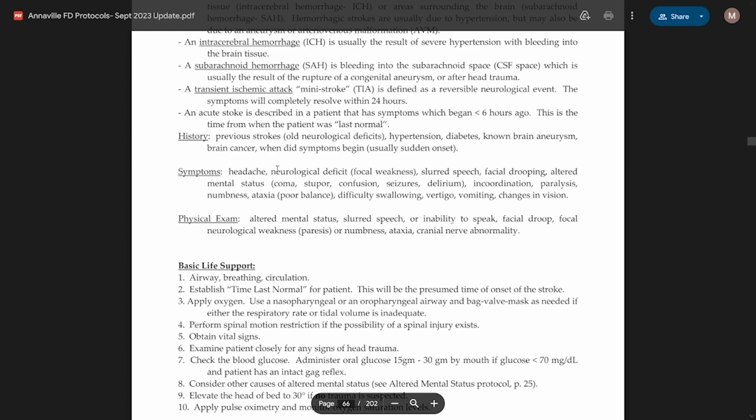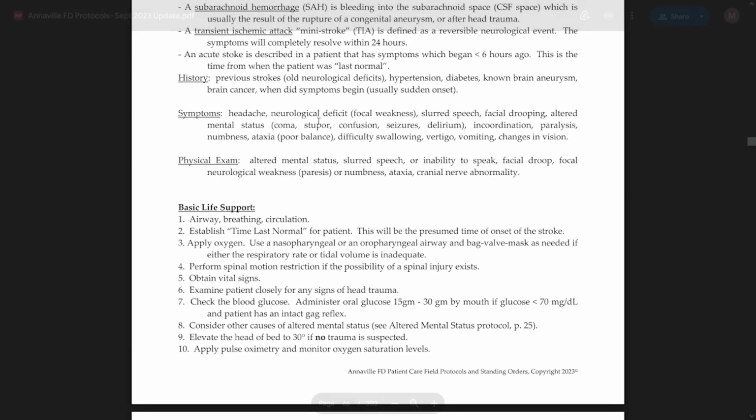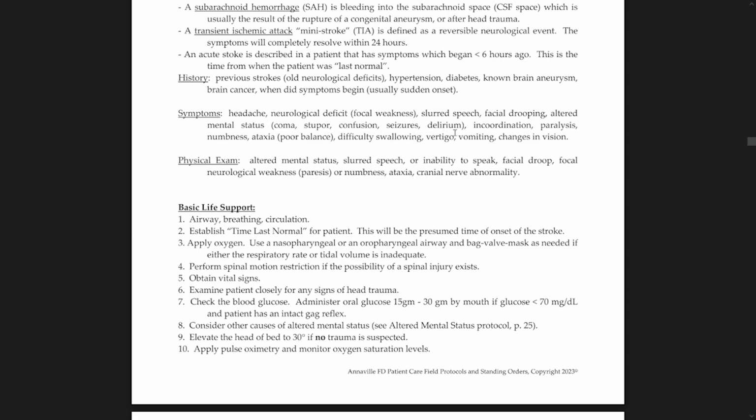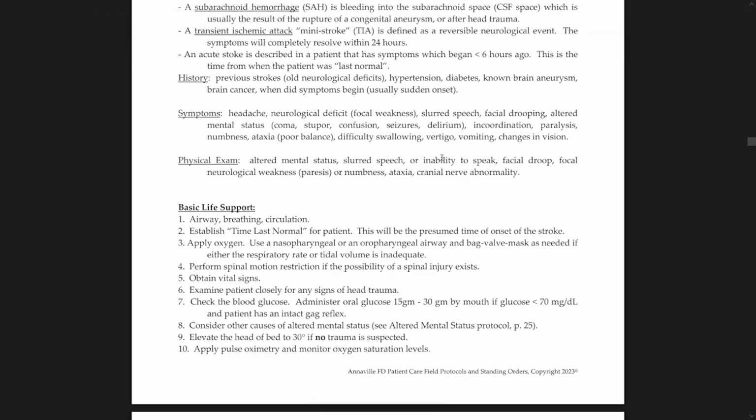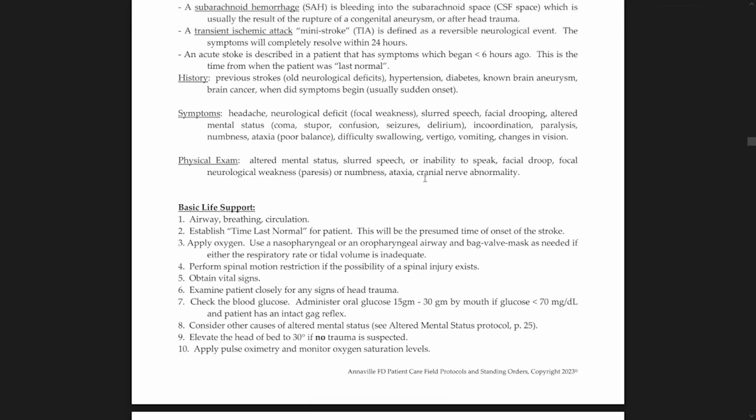For symptoms, you're looking for a headache, neurological deficits such as a focal weakness, slurred speech, facial drooping, an altered mental status like a coma, stupor, confusion, seizures, or delirium, incoordination, paralysis, numbness, ataxia, which is poor balance, difficulty swallowing, vertigo, vomiting, and changes in vision. For physical examination, we're looking for an altered mental status, slurred speech, or the inability to speak, facial drooping, focal neurological weaknesses known as paresis or numbness, ataxia, cranial nerve abnormalities.